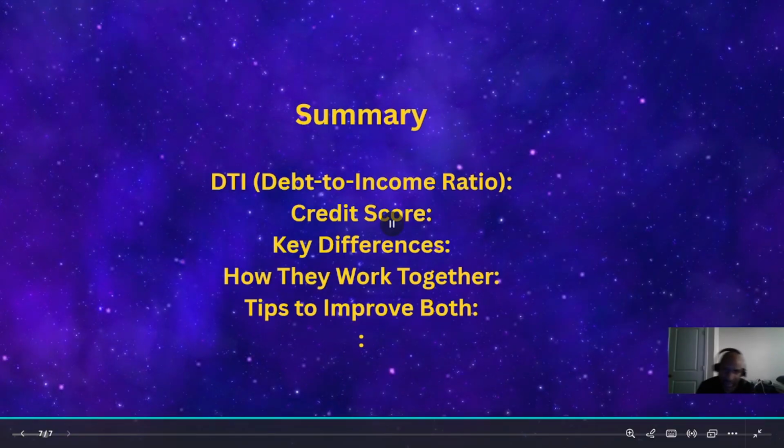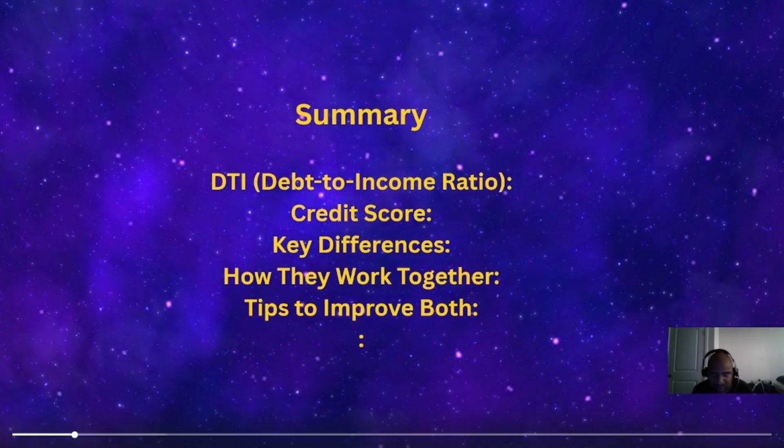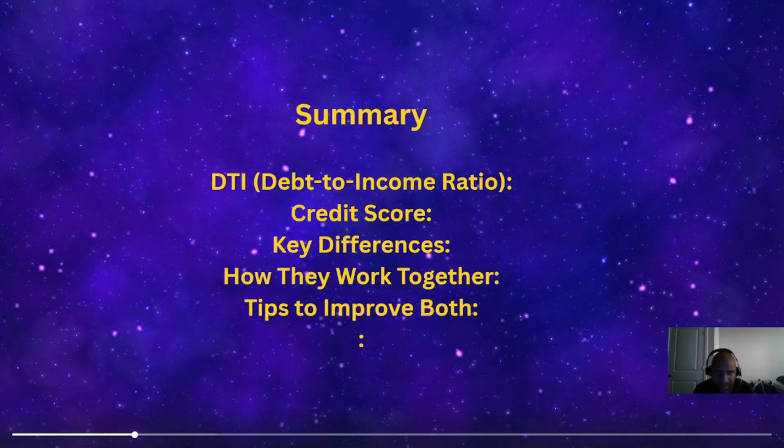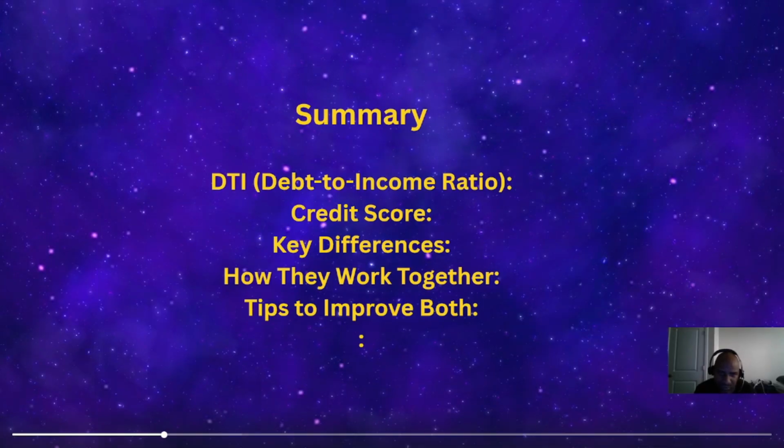Summary. We talked about the DTI, which is debt to income ratio. We talked about your credit score. We talked about the key differences, how they work together, and tips to improve both.